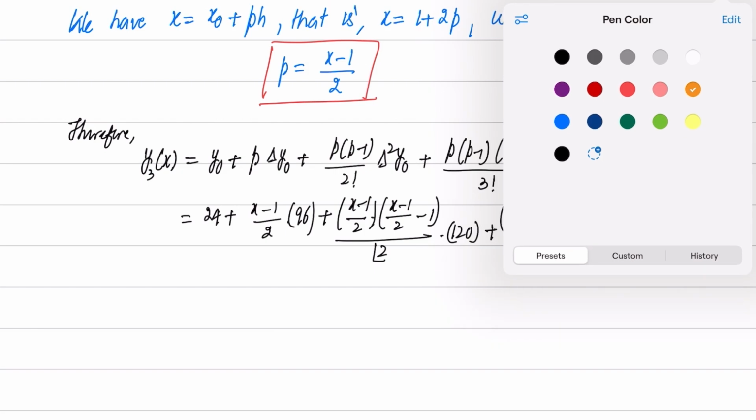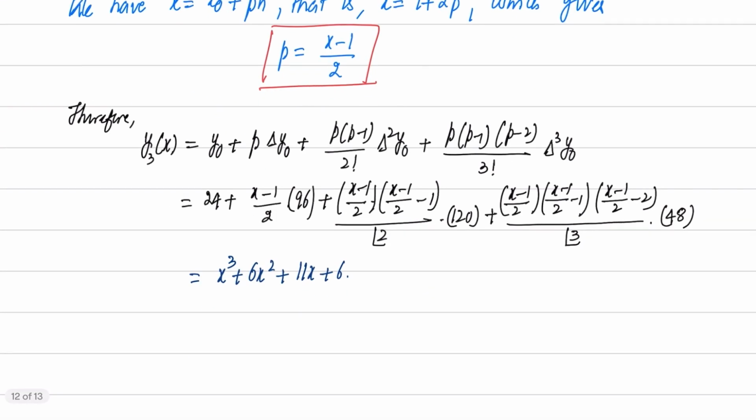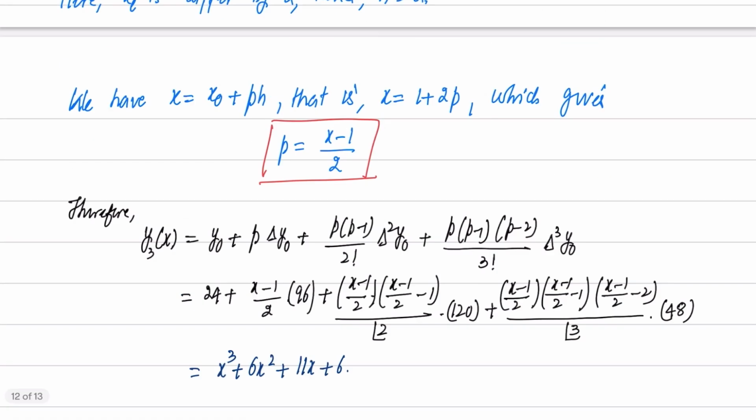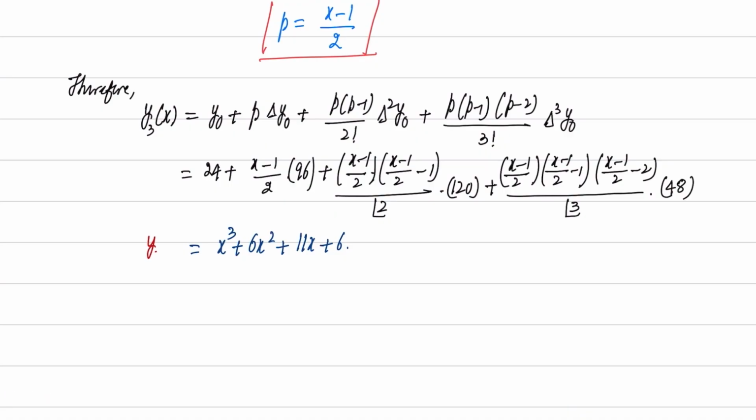Now multiplying all these numbers and taking the final sum, we arrive at the answer x cube plus 6x square plus 11x plus 6. So this is the polynomial that satisfies all these points. Now in order to verify whether we have properly computed it and have not made any mistake, we will try to verify these points. Let's compute y3 of 1.